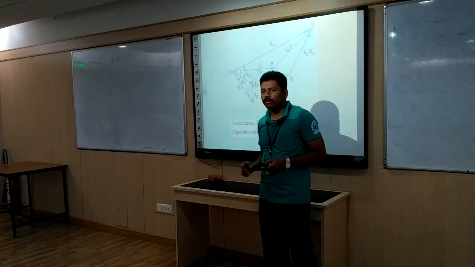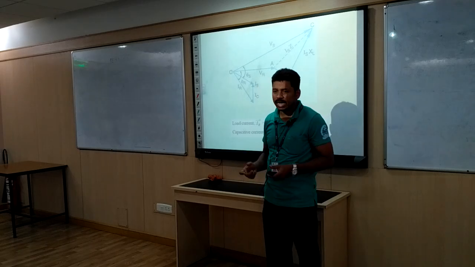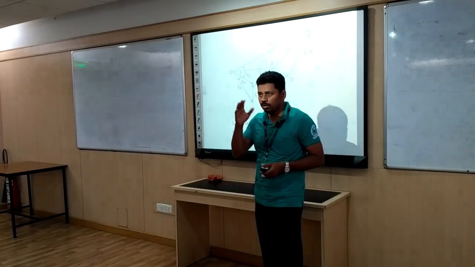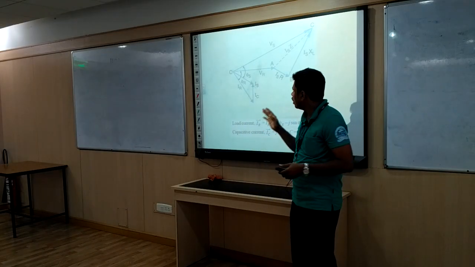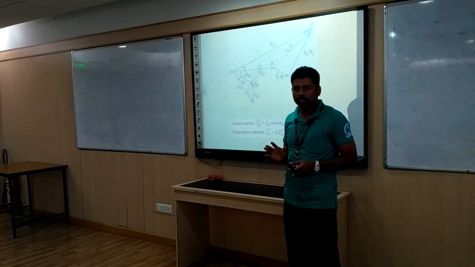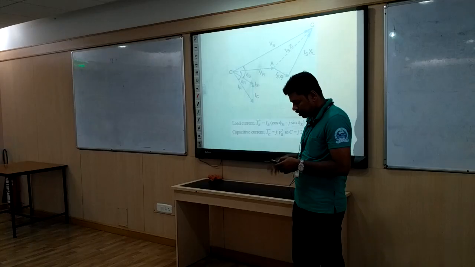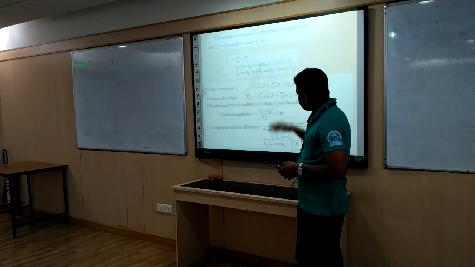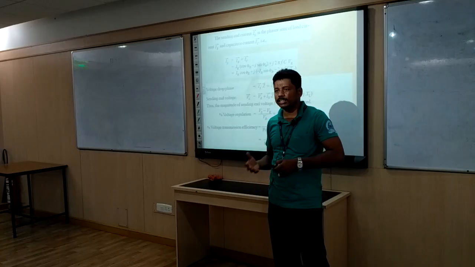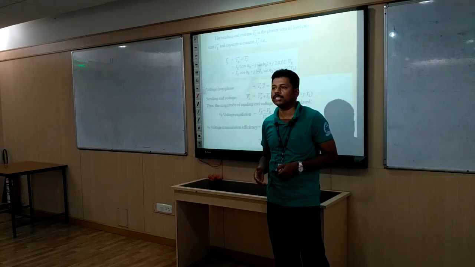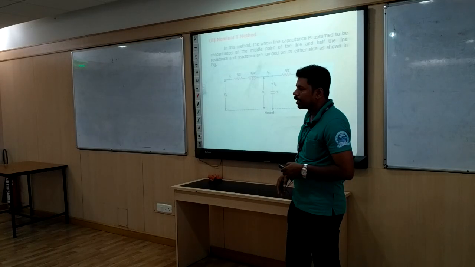If you add these two vectorially, VR plus IS into Z, that is the total voltage drop in the system. The corresponding sending end voltage is VS. Then, by deriving all these equations, here also we have to find the receiving end power and sending end power to find the efficiency and regulation in the end-condenser model.